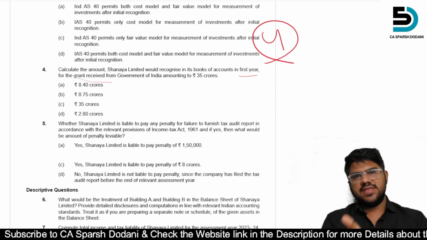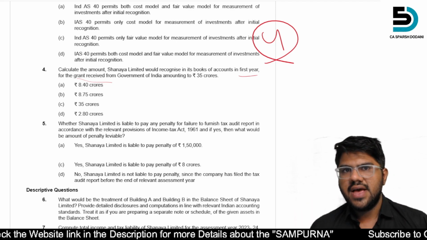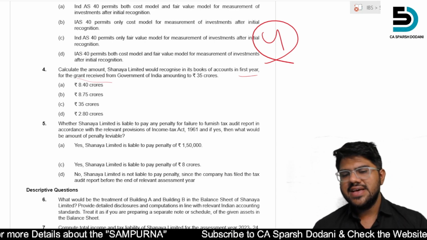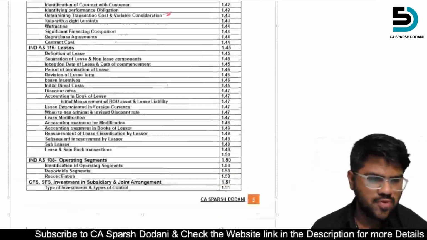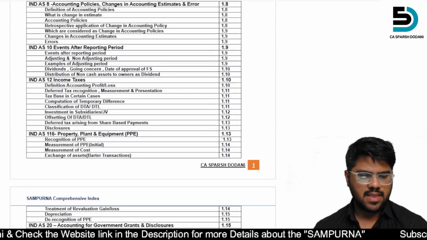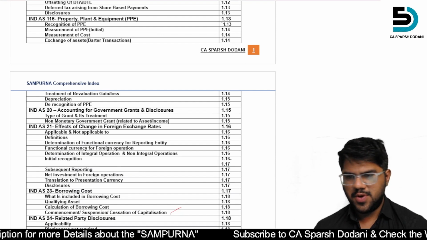In 4 years, or in the first year only, whatever the case may be. So what do you think it should be? As per common man's knowledge, what do you think? If you don't know the accounting of government grant, let us also go with that alone. Yeah, page number 1.1.